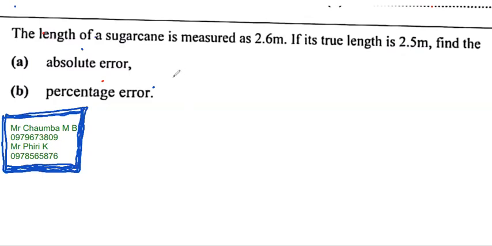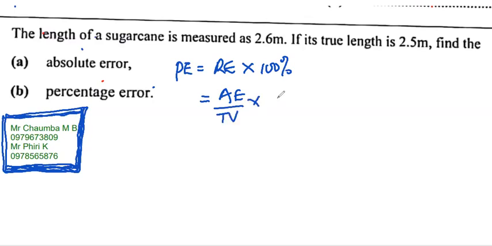Back to the question. So we have percentage error now. So we say percentage error is equals to relative error multiplied by 100%. Now, what is relative error? Relative error is equals to absolute error over true value. Then this we multiply again by 100%. So what is our absolute error? Our absolute error is 0.1. What is our true value? Our true value is 2.5. Then we multiply this by what? 100%.